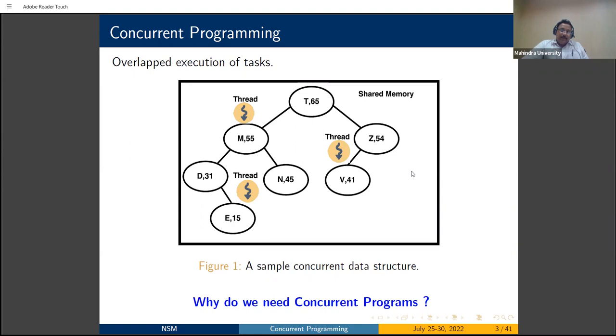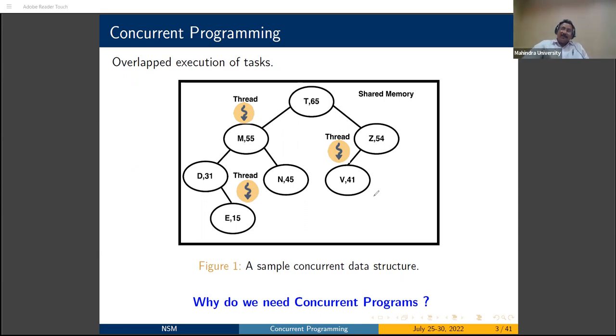So we are going to call it a tree. Here, we don't bother about the definition of a tree and all those things. There is a data structure in a shared memory environment, and multiple threads are performing operations on it. Let us assume we have three threads: one performing insertion, another performing deletion, and another performing search. If a shared memory environment supports all kinds of operations on a particular data structure, that type of data structure is called a shared, concurrent data structure.